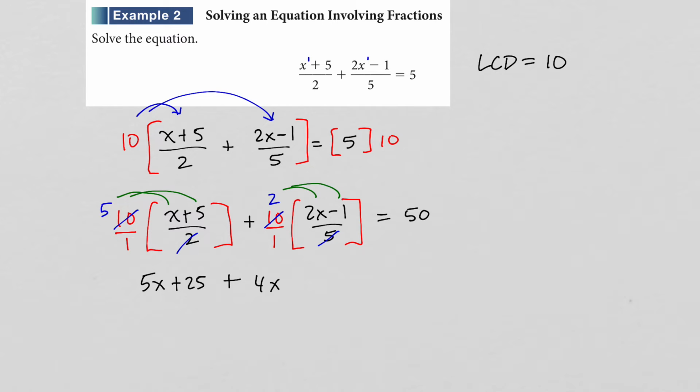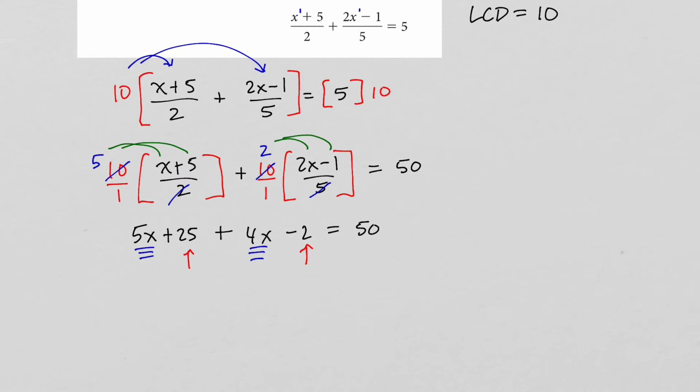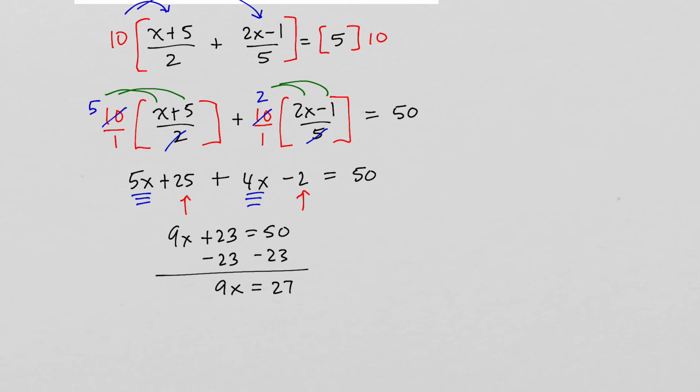And then plus 2 times negative 1 is negative 2 equals 50. Now if we combine like terms here and combine like terms here, we end up getting 9x plus 23 is equal to 50. Next, I can subtract 23 from both sides, and that gives 9x equals 27. And finally, we can divide by 9, which will give us x is equal to 3.